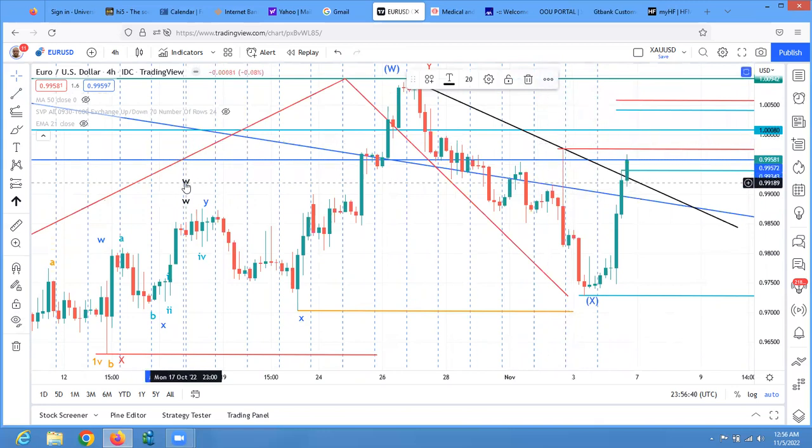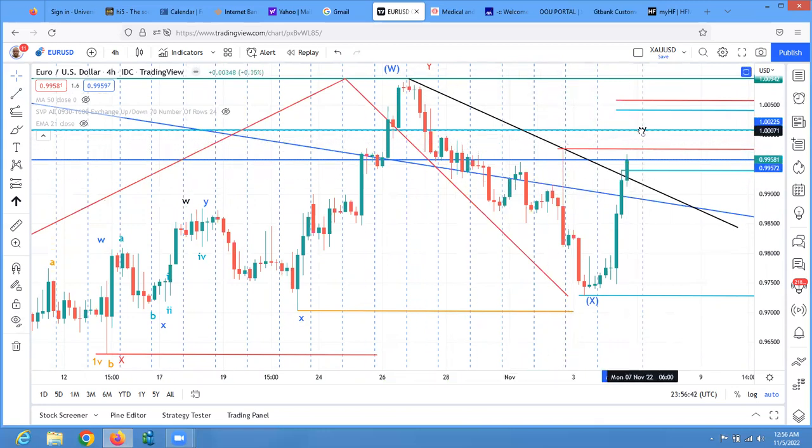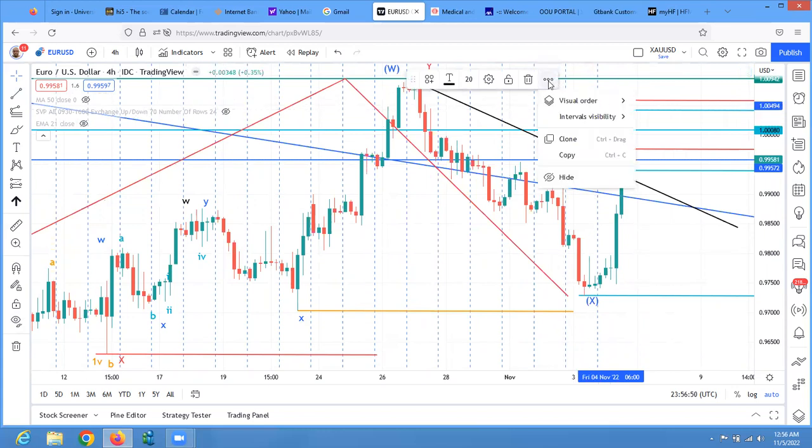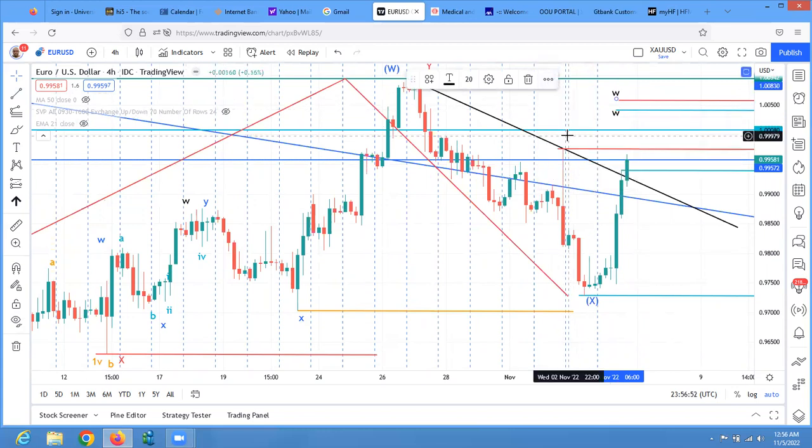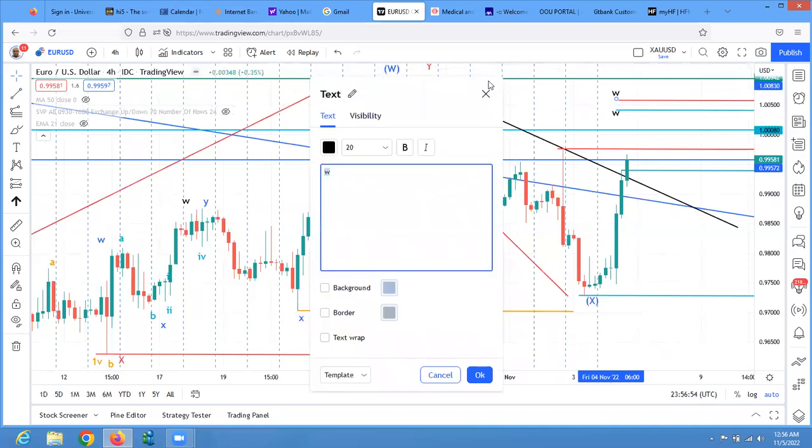We are seeing a W going up now. That is what we are seeing. We are seeing a W going up. So we might have a reaction around this area. Then we'll see a Y come down.